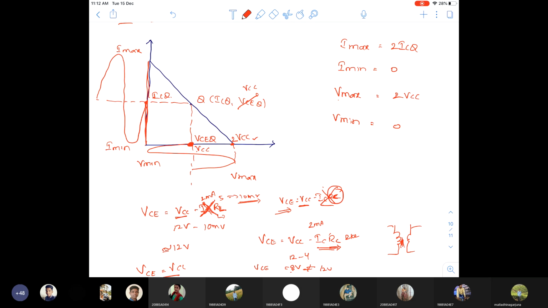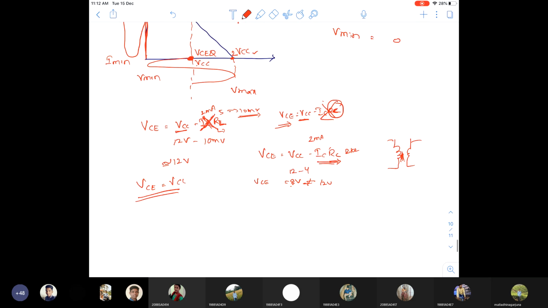Now coming to the transformer coupled case, VC equals VCC minus IC RL dash. This is very small, in terms of 5 ohms or 10 ohms, and the current is 2 milliamperes. You multiply 2 by 5, that is 10 millivolts. So 12 volts minus 10 millivolts is a very negligible amount, you can remove it. So VC is approximately equal to VCC here. This is not the case with series fed.